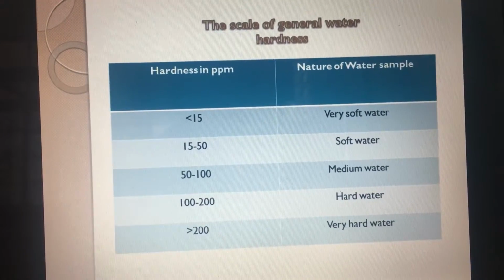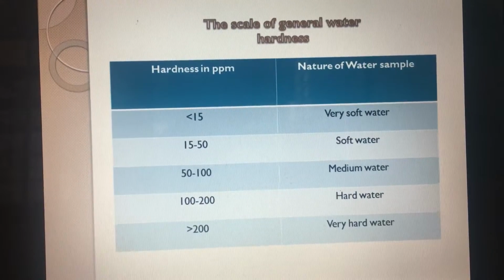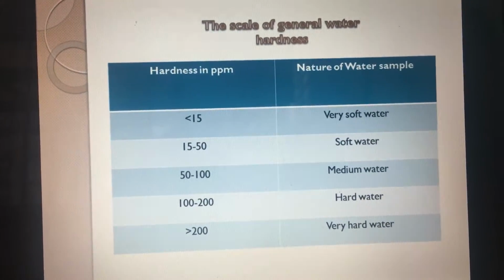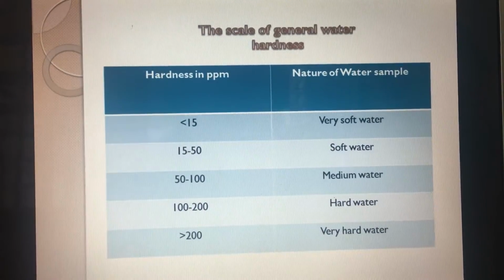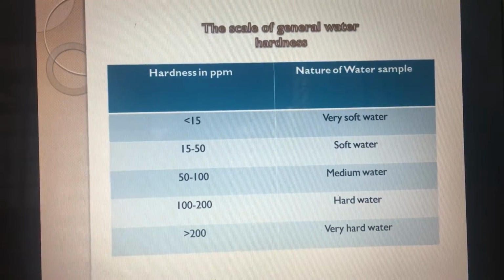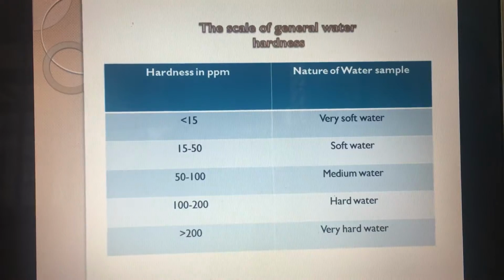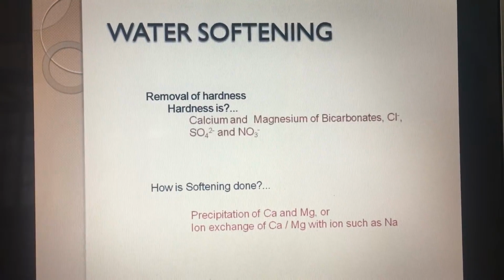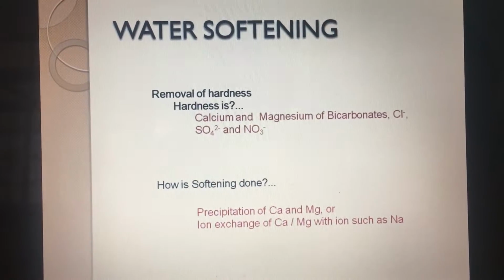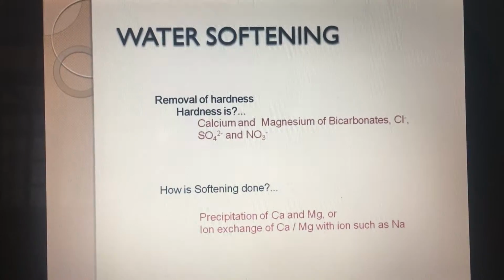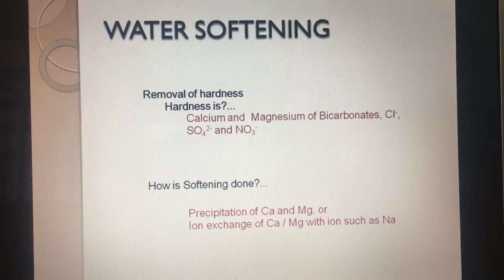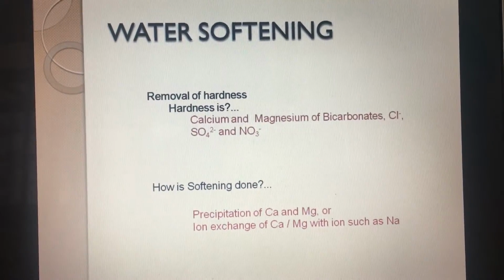50 to 100 ppm is medium water, and 100 to 200 is generally hard water. If it is more than 200, it is very hard water and cannot be used for domestic as well as industrial usage. So we have to consider the problems of hard water in industrial and domestic usage: wastage of soap takes place.